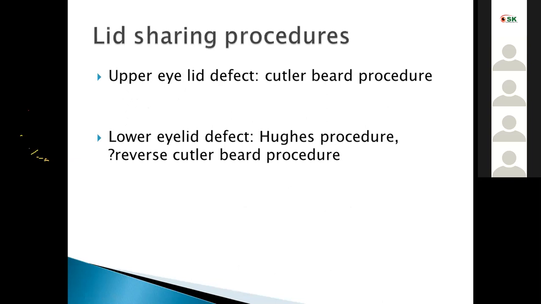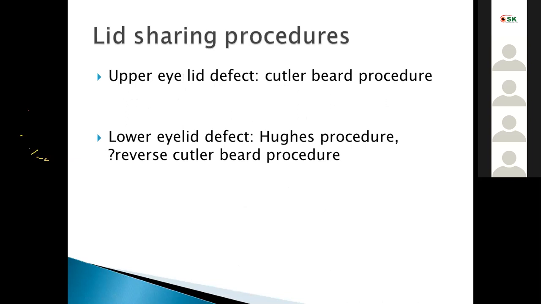In lid sharing procedures, then it depends. Lid sharing procedures depend on where the defect is. If the defect is in the upper lid, the most commonly used lid sharing procedure is the Cutler-Beard procedure. If the defect is on the lower lid, then the commonly used procedure is called the Hughes procedure.